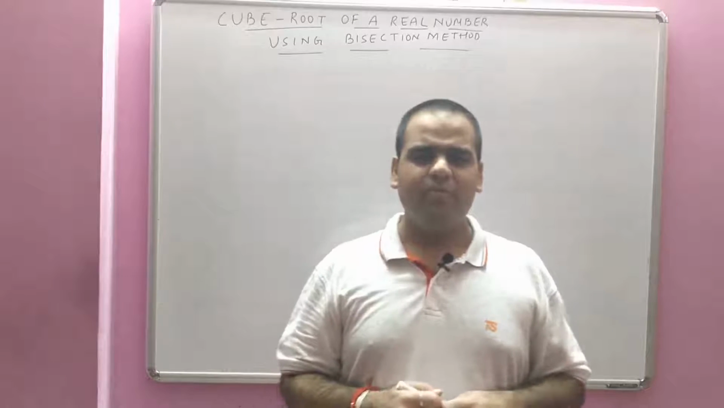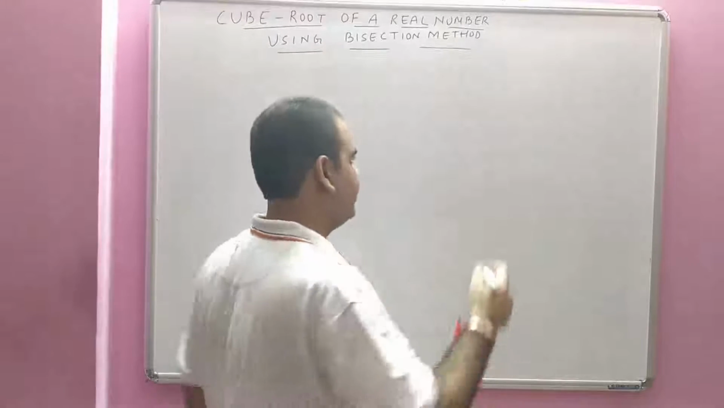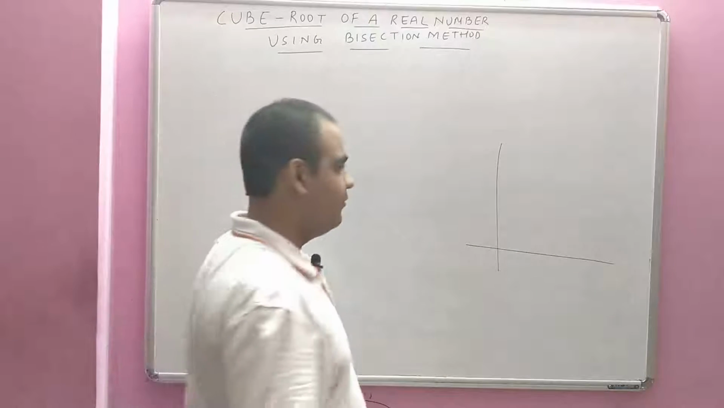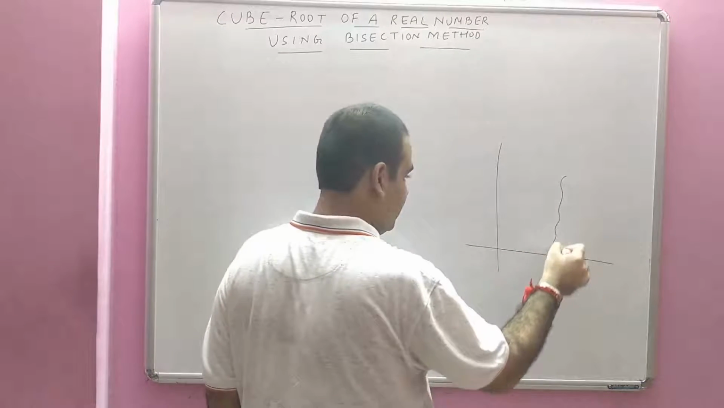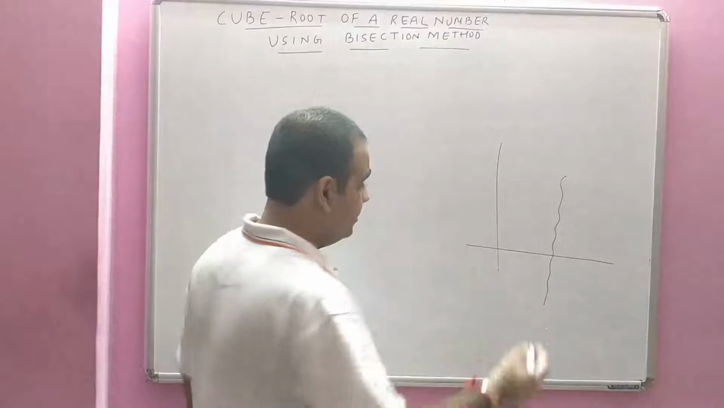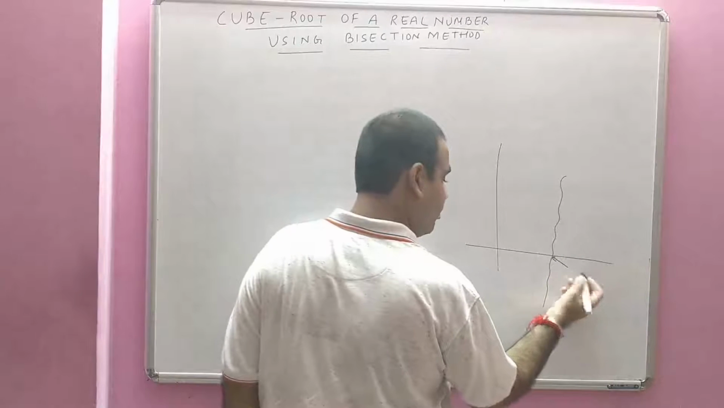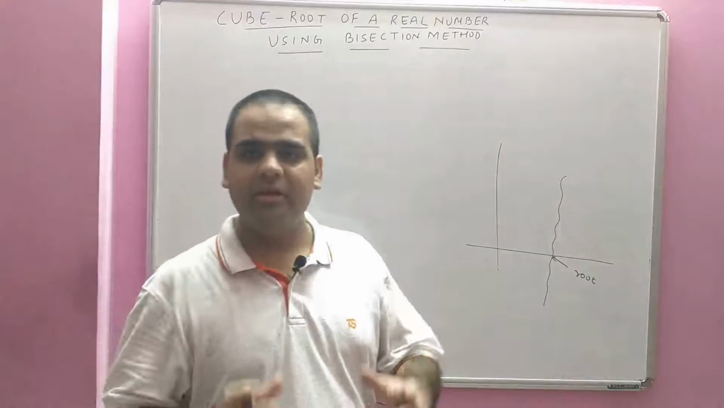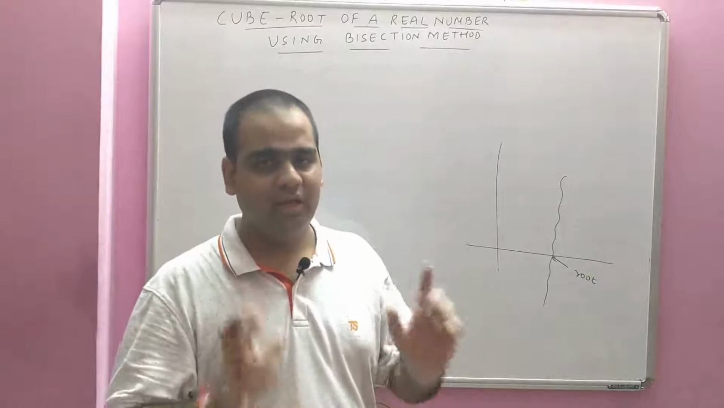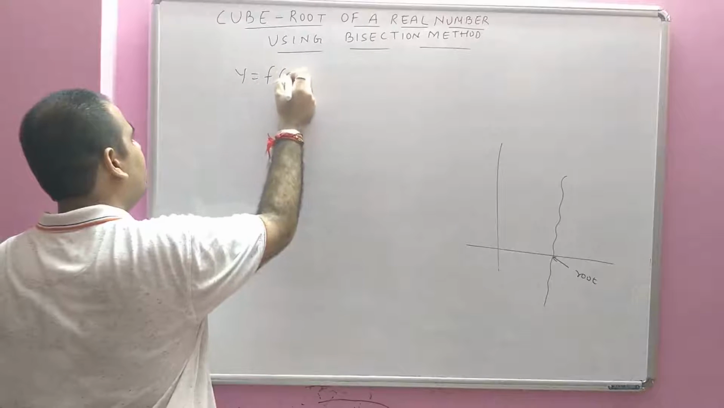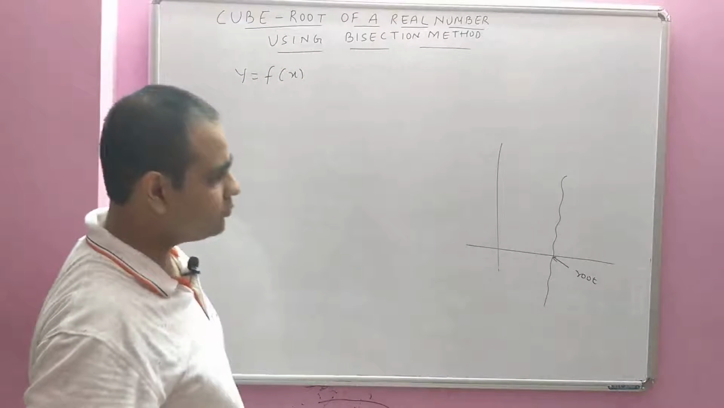Now let's see what the bisection method is before we solve this. Suppose we have a curve y equals f of x, which is continuous in nature, and it is crossing the x axis. Wherever it crosses the x axis, that should be the root. This bisection method is used to find the root of equations.